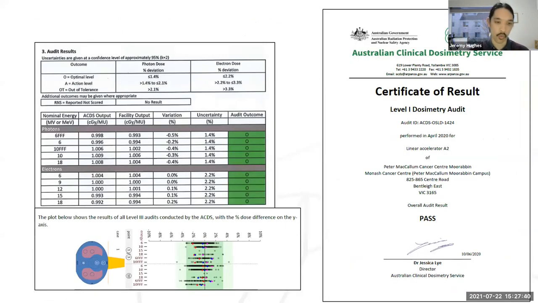This is what they kind of look like, which is nice. So this is just the outputs. It tells you that they all agree with each other, which is nice and green and lovely. And it's also nice because they give you an idea of where you stand against the other centers. So all of these other black dots are other centers throughout Australia, and these three colored dots are our centers. And it gives you an idea of how well you agree with the rest of Australia, which again, that's good.